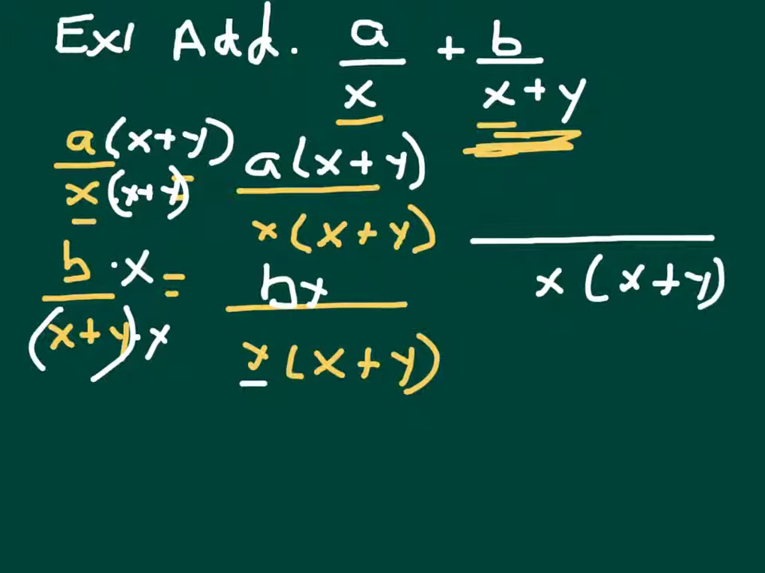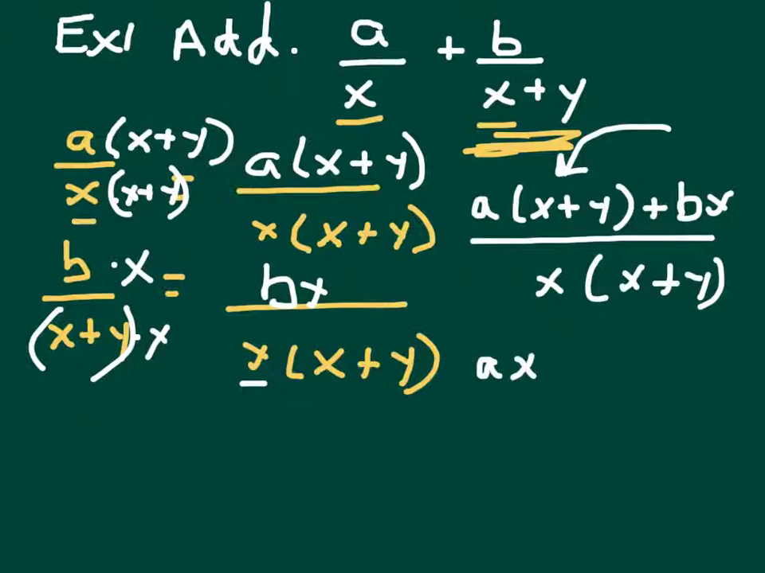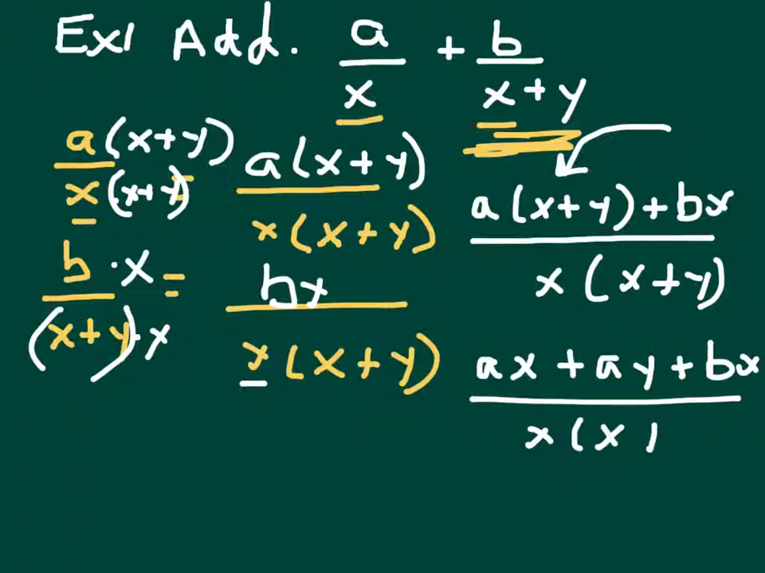And then I have parentheses x plus y, which in a little bit we will simplify, plus the bx. Now just to make sure that I don't have any like terms up there, I need to mentally check, or actually write it out and do the distributive property right there. So I have a times x is ax plus ay plus bx over x parentheses x plus y. And even in the bottom you could distribute that. For right now we're not going to.